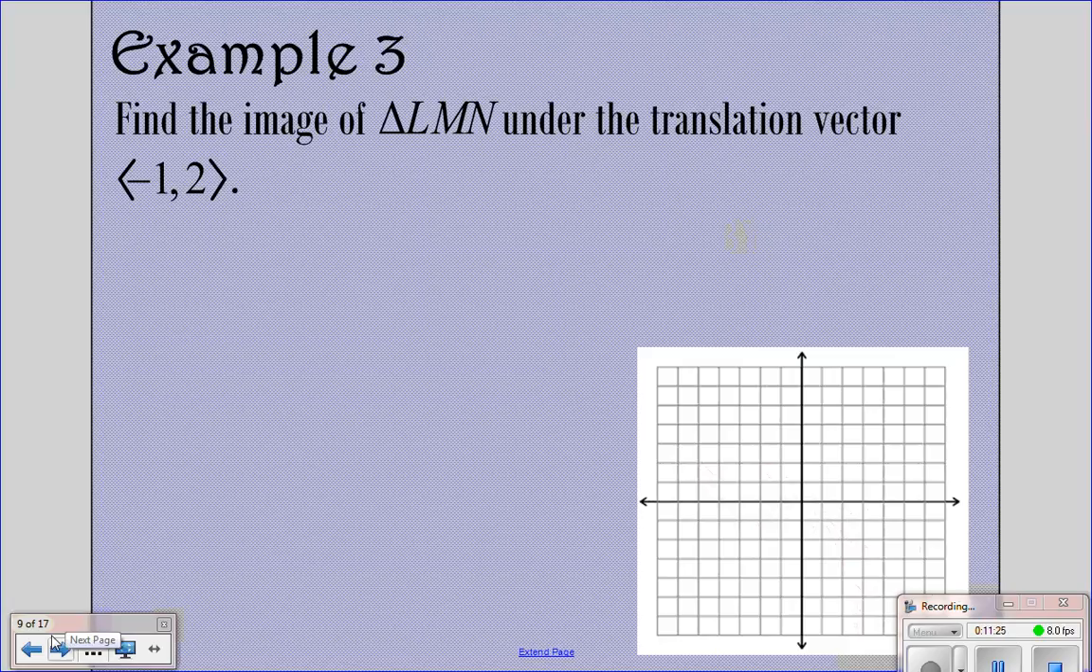For the next one, we want to find the image of the triangle LMN under the translation vector. And so I'm going to go ahead and draw in triangle LMN because you don't have it shown on the board. L is going to be at 3, -2. N is going to be at 2, -6. And then M is going to be at -3, -5. So that's the triangle that you should have.